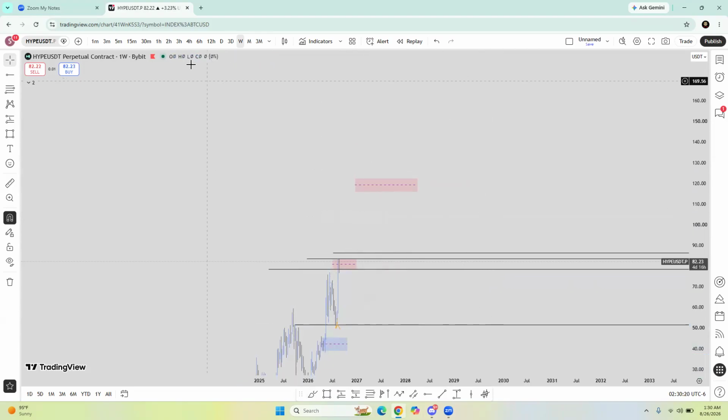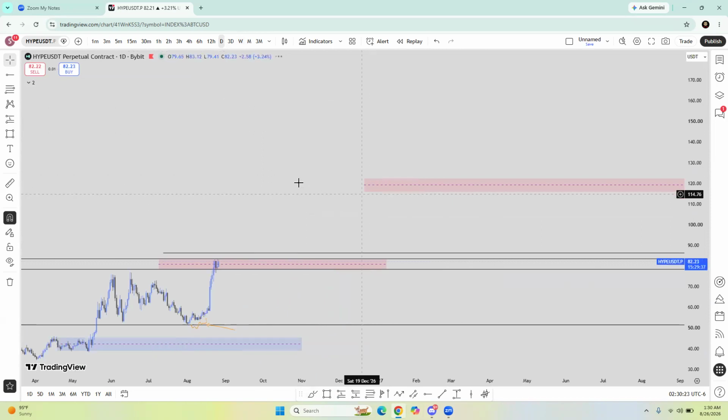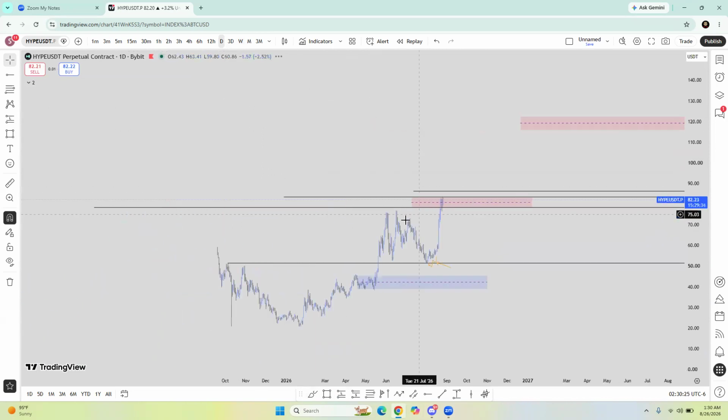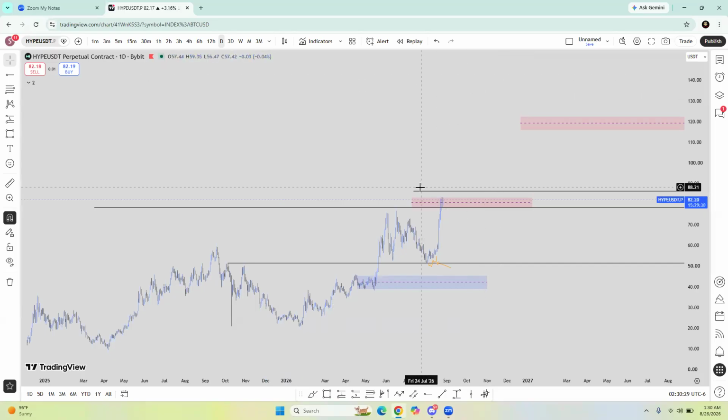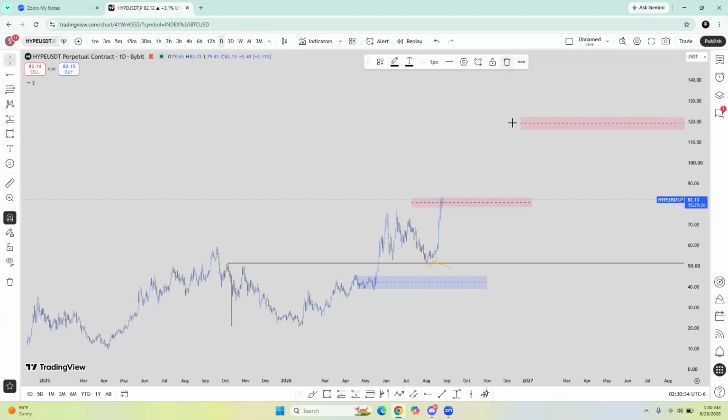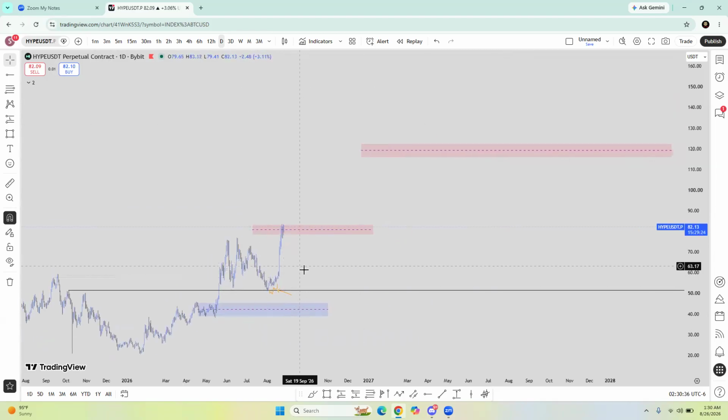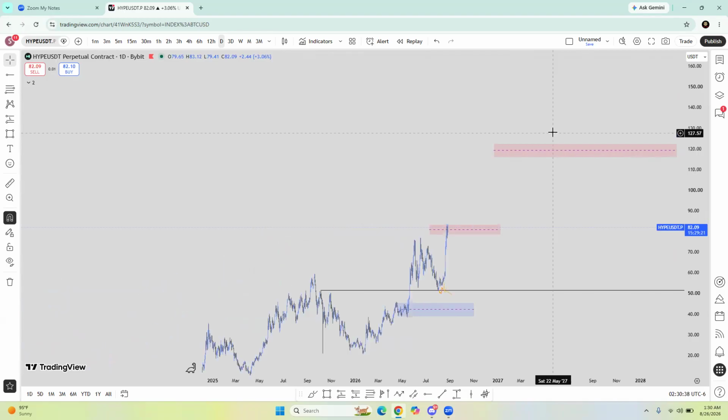So that's why I marked this box, and it is working perfectly well for now. And HYPE is bullish. HYPE is bullish, and it's very much bullish. So any pullback in this zone will again be a reload zone for me.